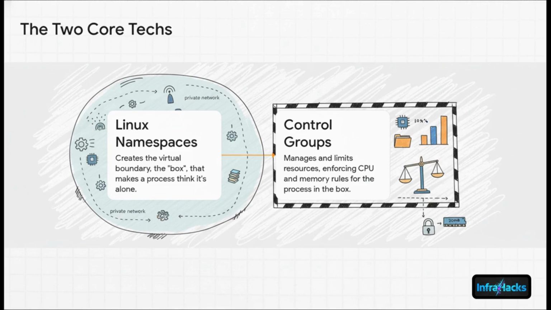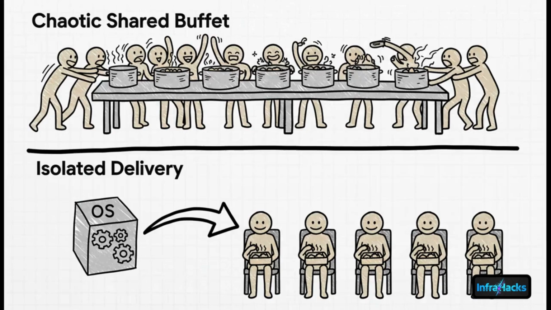Then you have control groups, or Cgroups. Think of them as the bouncers at a club. They're the resource police. They're the ones that say, okay, Python process, you get exactly 200 megs of RAM and 10% of the CPU, not a byte more. Namespaces build the walls, Cgroups enforce the rules. This analogy just makes it all click.